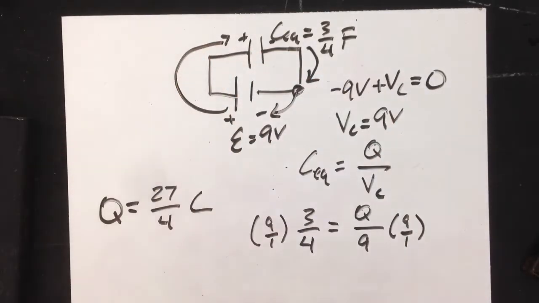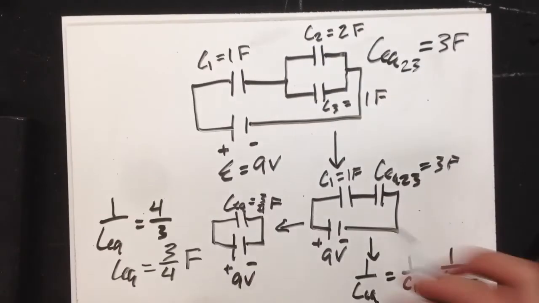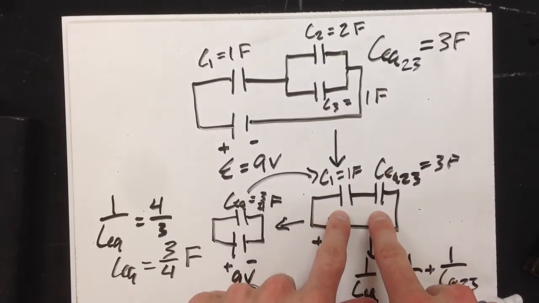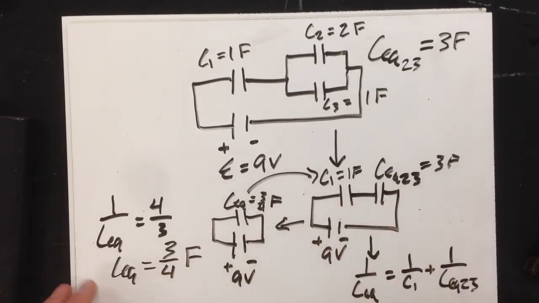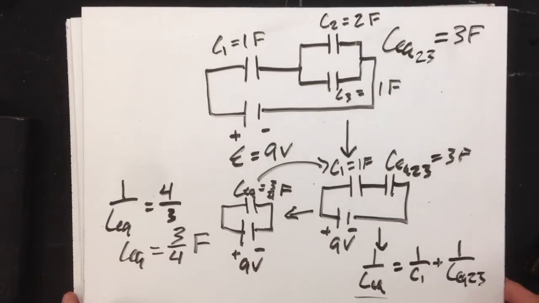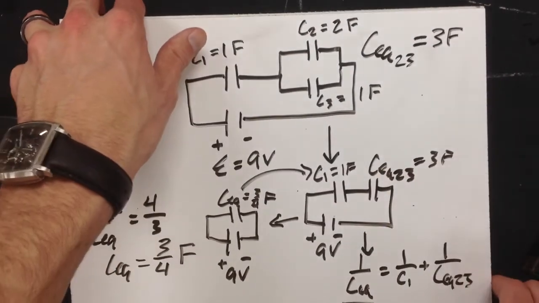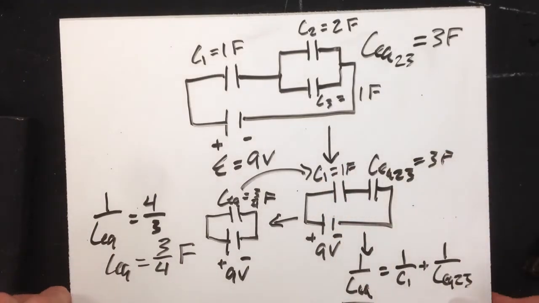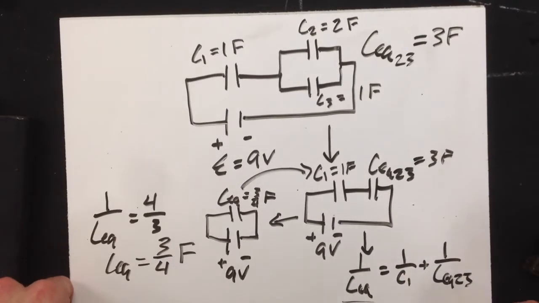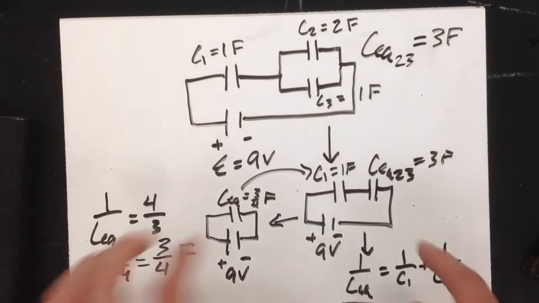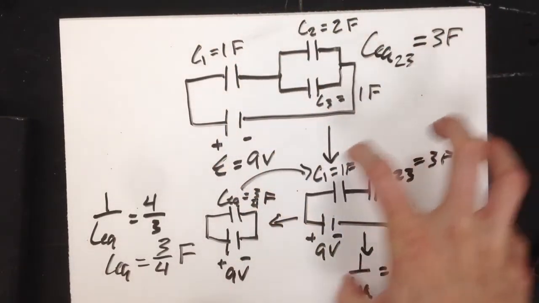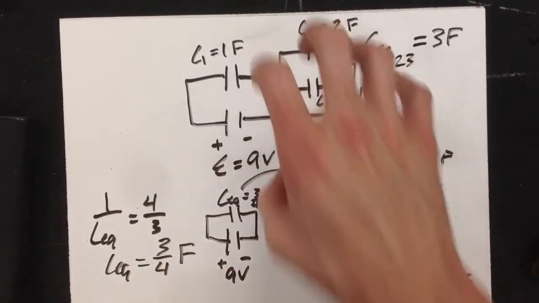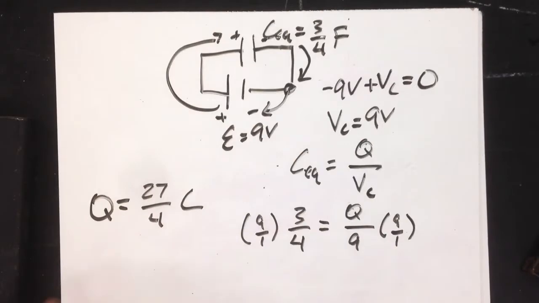But remember, my equivalent capacitor was those two capacitors in series, my C1 and C equivalent of 2 and 3, which means that anything in series has the same charge. In other words, C1 has a charge of 27 over 4 coulombs, and C equivalent of 2 and 3 has a charge of 27 over 4 coulombs. So the process is, you simplify the circuit, and then you gradually build on it back to where you started.